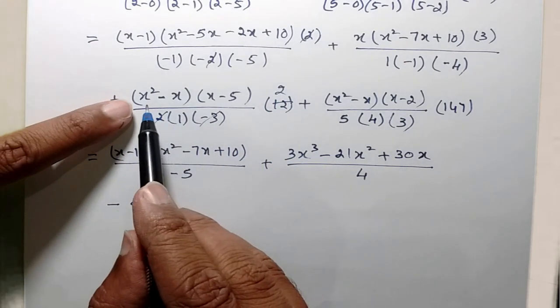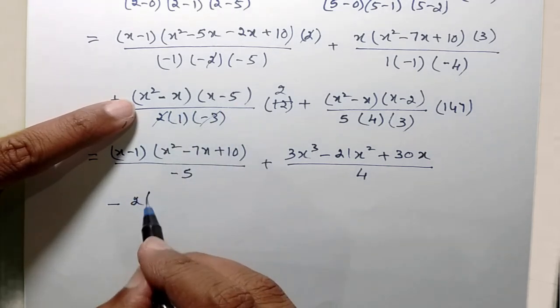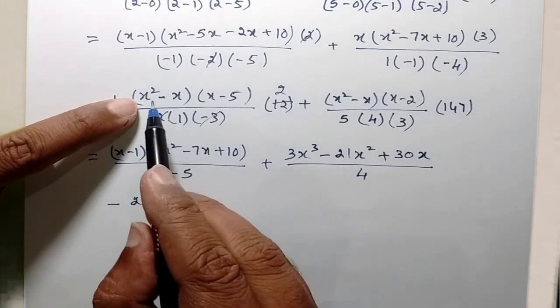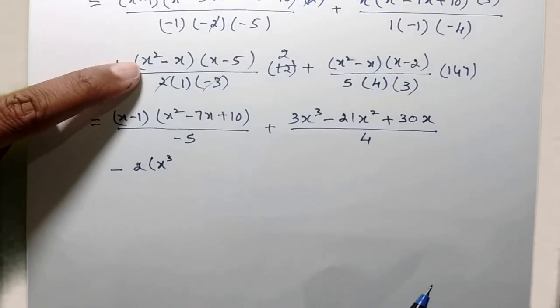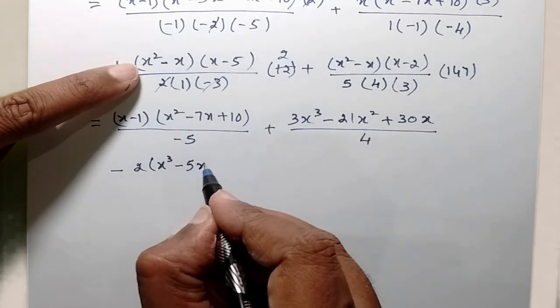Now I have to multiply this x square minus x with x minus 5. First I will multiply x square. X square into x will become x cube. X square into minus 5x will be minus 5x square.